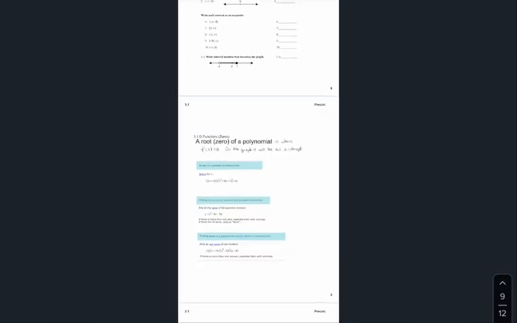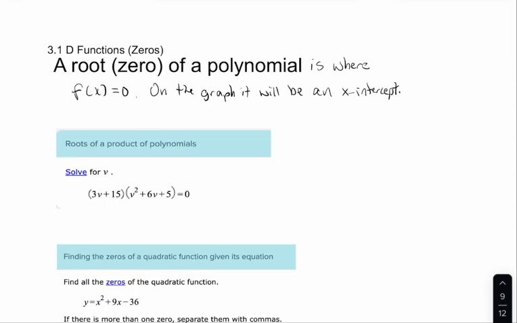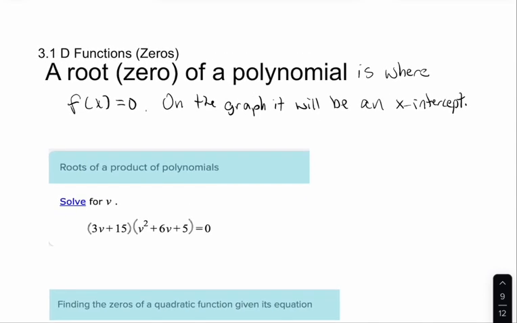So now we would need to finish this up. So if you could please continue on to 3.1d. We're going to be talking about what a root or a zero of a polynomial is. Well, a zero or a root of a polynomial is where the function equals 0.